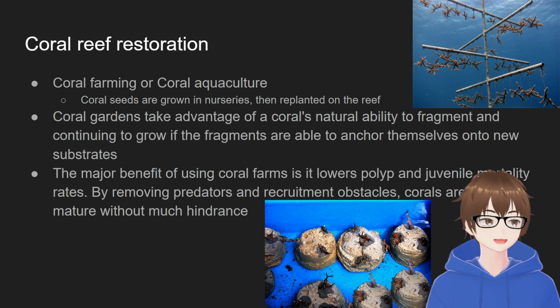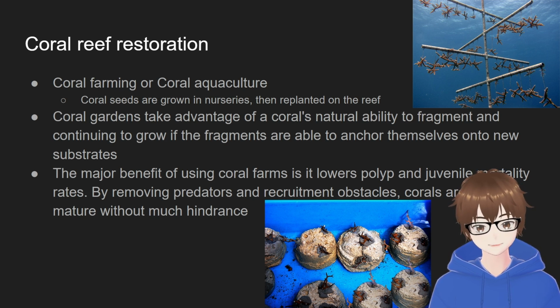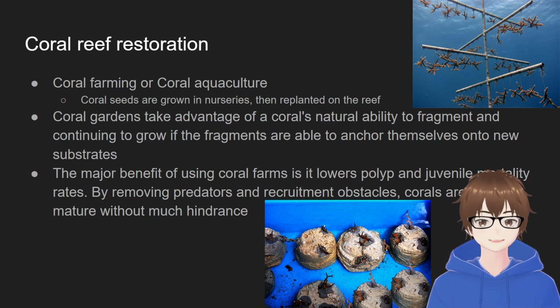Then, whenever the coral grows to a certain size, they can plant it onto a rocky surface to grow into a new coral reef. I also have a picture down here of little pieces of concrete that they can grow on also. Coral gardens take advantage of the coral's natural ability to fragment and continuously grow, if the fragments are able to anchor themselves onto a new substrate.